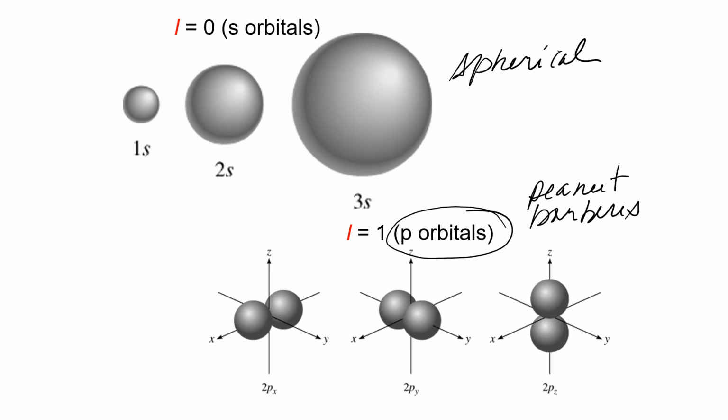But when we have L equals 0 and we have an s orbital, there's only one of those orbitals. When we have L equals 1 and we have p orbitals, we have 3 different orbitals, okay? And they are oriented on an x, y, z axis. So 3 p orbitals.